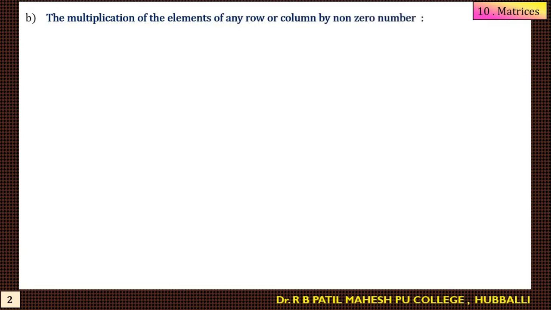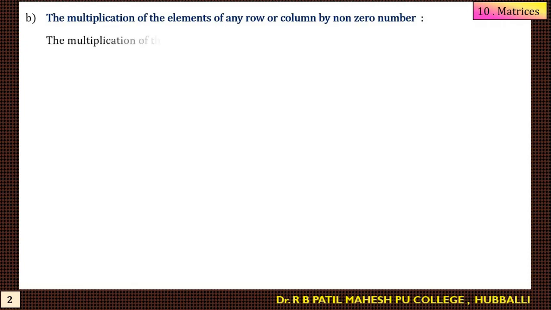Now see the second operation: the multiplication of the elements of any row or column by a non-zero number. It is also very easy to understand. In the name only it is given: the multiplication of the elements of any row or any column by a non-zero number. That means any row, any column we can multiply by a non-zero scalar number. Then how it is denoted and how it is operated, let me discuss.